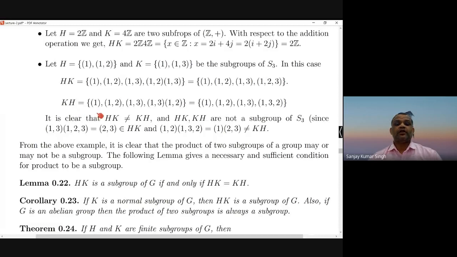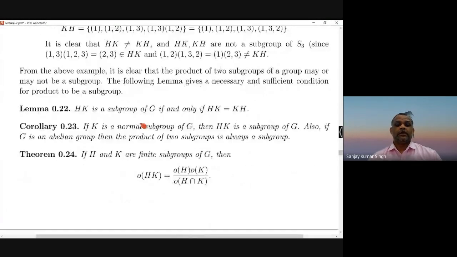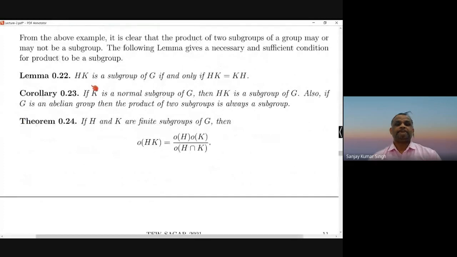And also one more observation, that these sets are not equal. So the next lemma is telling us when this product is a group. Again, H and K are subgroups of G. Then the product is a subgroup of G if and only if HK equals KH.